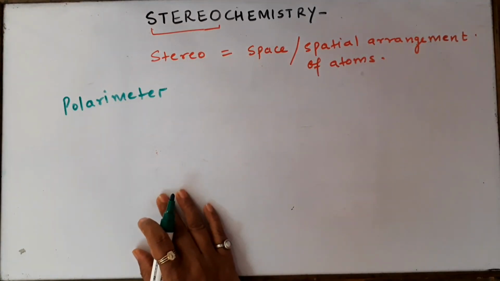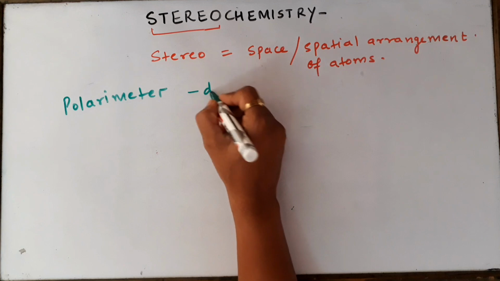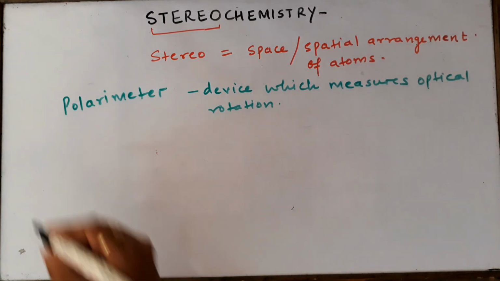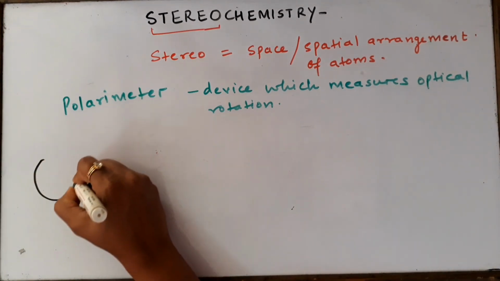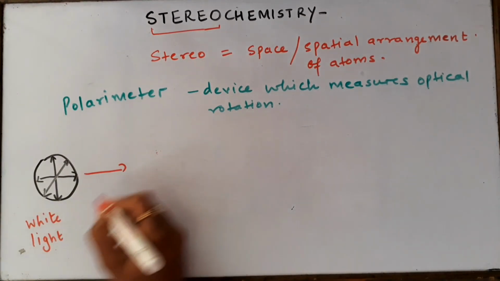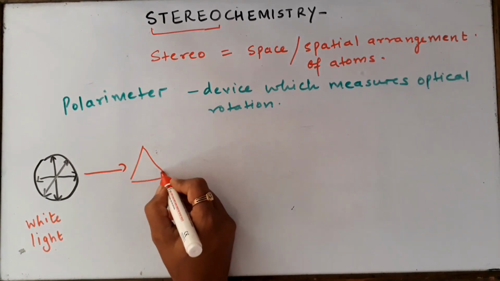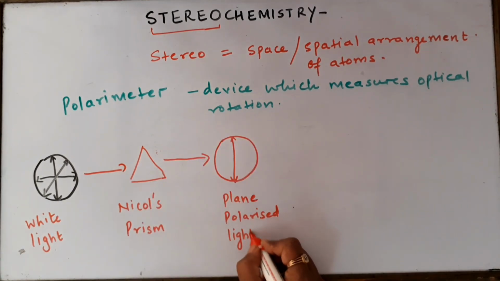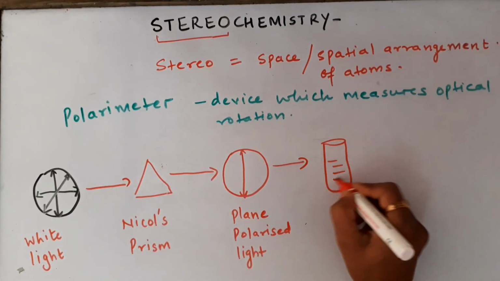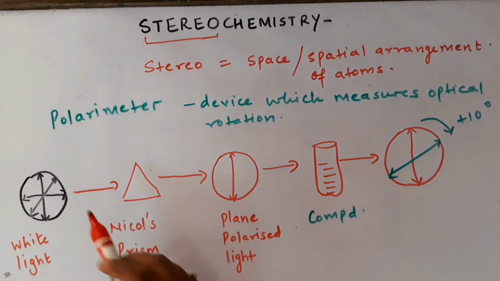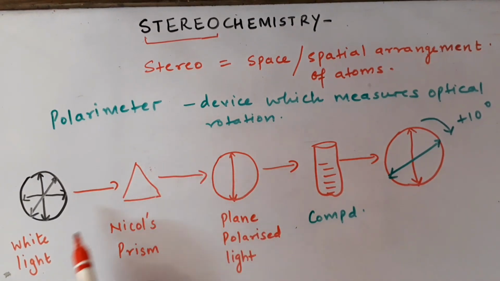The next definition is polarimeter. Polarimeter is a device which measures the optical rotation. What is an optical rotation? Let us understand it with the help of a figure. So to understand what is a polarimeter and how it works, we will have a look at this diagram.